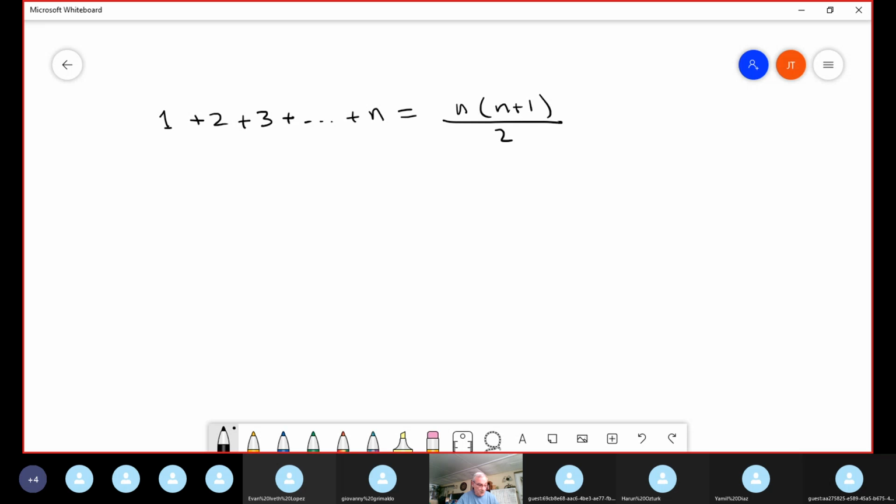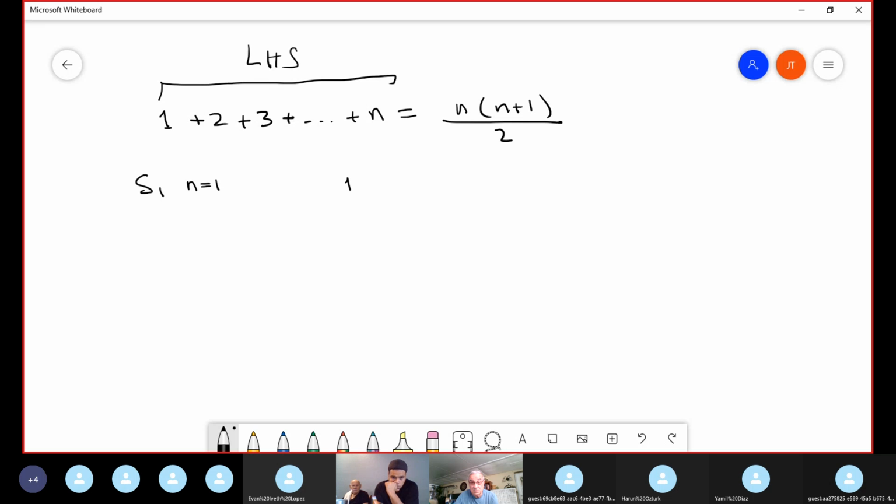The procedure is, the first statement S sub 1, that is at n equal 1. On the left-hand side, we have only 1, that is the first one. And on the right-hand side, we have 1 times 1 plus 1 divided by 2. 1 plus 1 is 2, 2 divided by 2 is 1. 1 equals 1. This is the basic step.